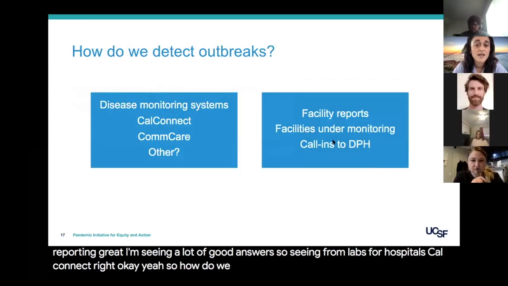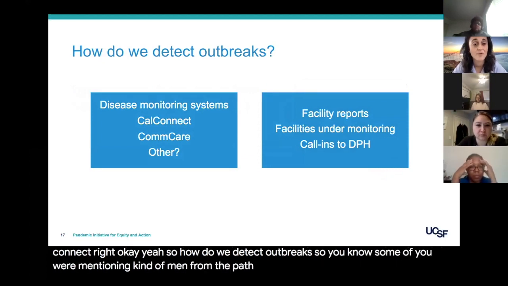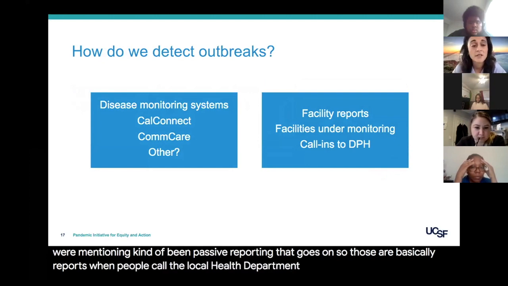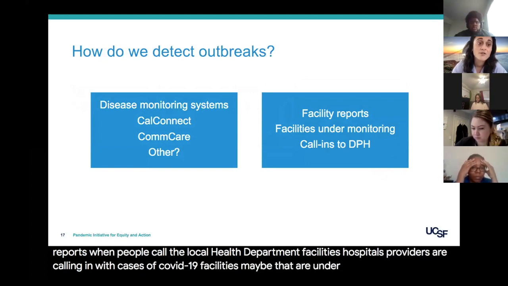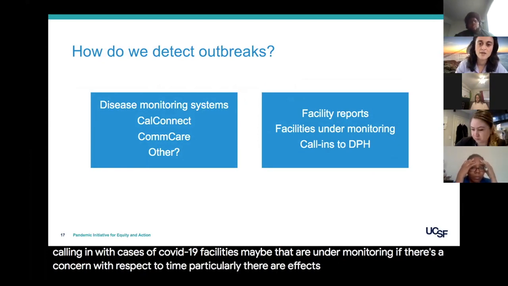So how do we detect outbreaks? Some of you were mentioning the passive reporting that goes on. Those are basically reports when people call the local health department. Facilities, hospitals, providers are calling in with cases of COVID-19. Facilities maybe that are under monitoring if there's concern that there's an outbreak at a particular facility. That's one set of ways that you might hear about an outbreak or suspect an outbreak.